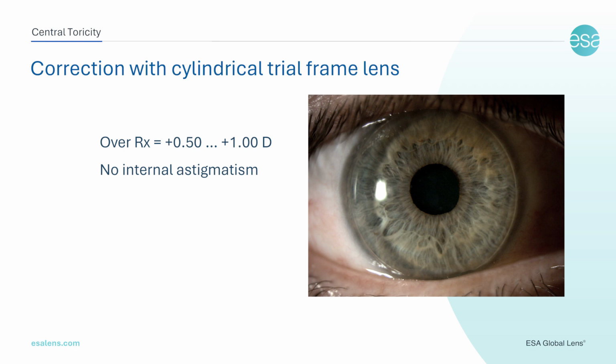Furthermore, it is essential to verify whether the patient exhibits astigmatic refraction while wearing the lens. If a residual cylinder is detected during over-refraction, it indicates the presence of internal, lenticular, astigmatism. Typically, this cannot be corrected, with one specific exception that we will discuss later.